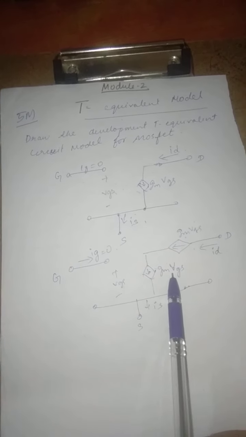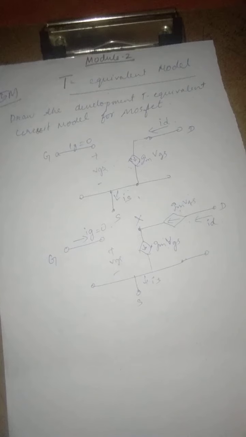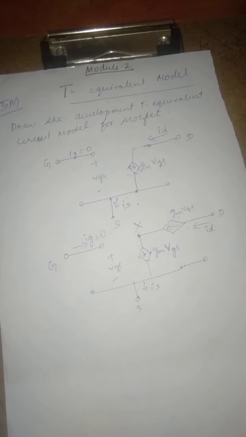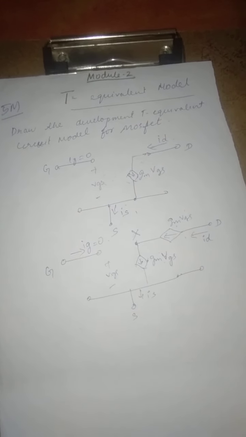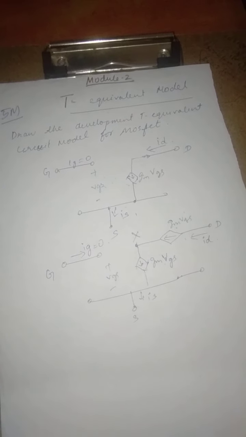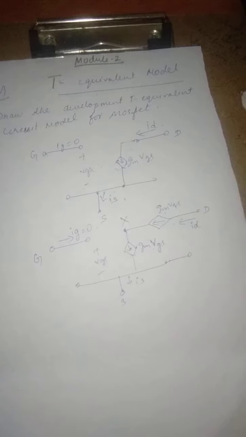Okay, so now let us denote this point as X. So now there is a point that is created, that is nothing but X. So even if you join this point to the gate terminal, the gate current is not going to change. That means it is still remaining 0.